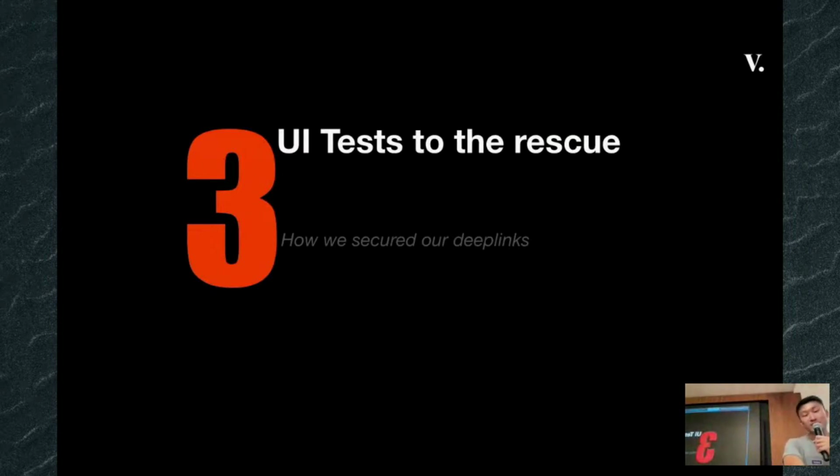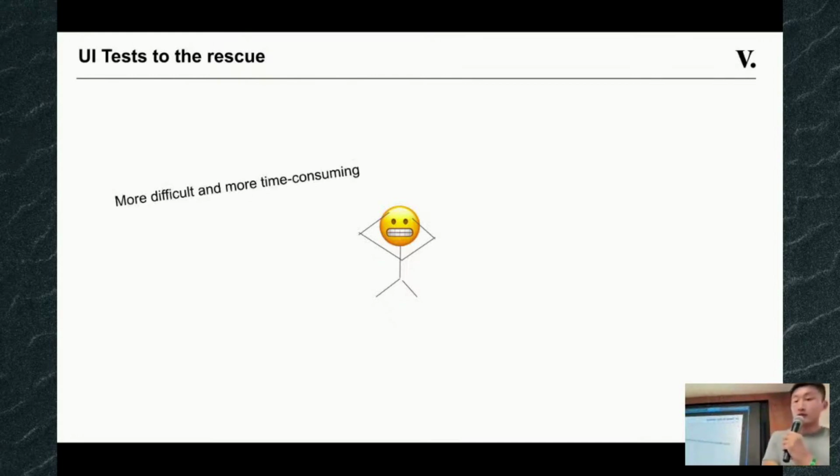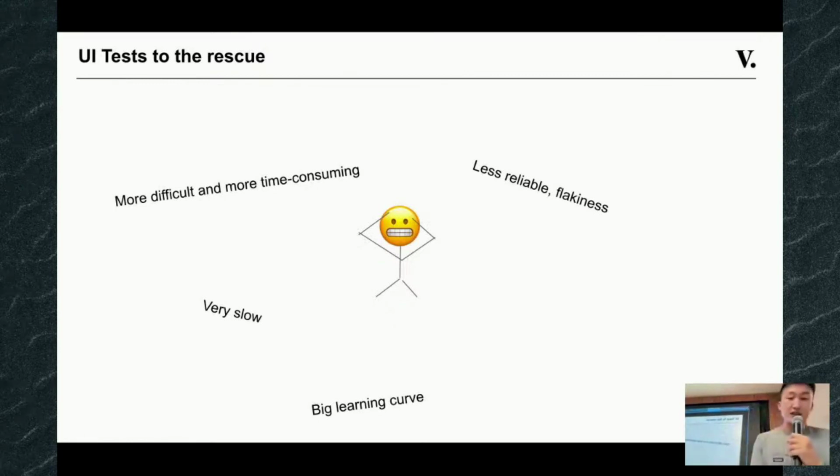And I think that you already have some judgment about this. So, your face should look like this in theory. If not, great. So you may have already a lot of thoughts about that big word UI test. You will think it's more difficult and more time consuming. That's true. You will think it's less reliable, it's flaky. That's also true. It's very slow. It's absolutely true. You have a big learning curve. Again, that's true. It requires a lot of maintenance and it's easy to break. All of those points are very true, actually.